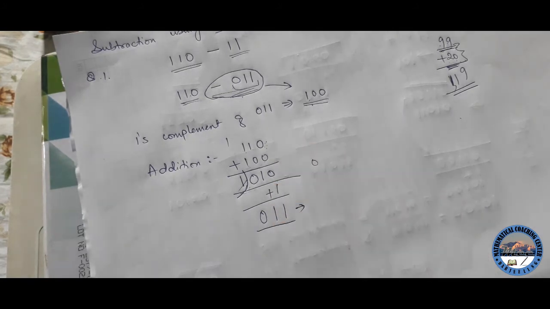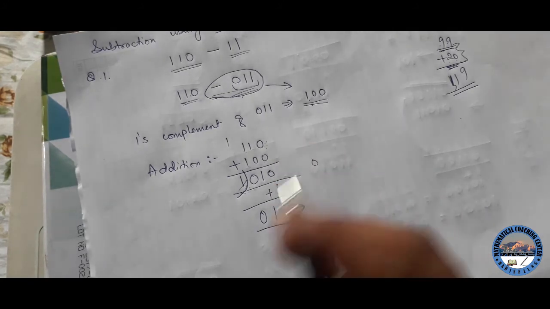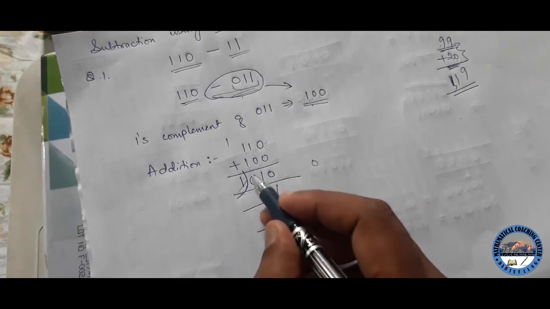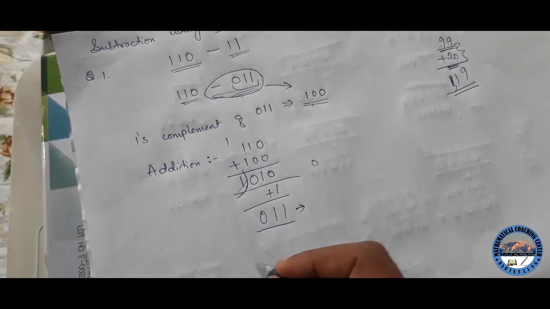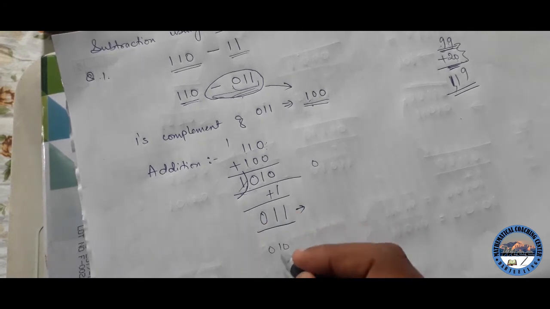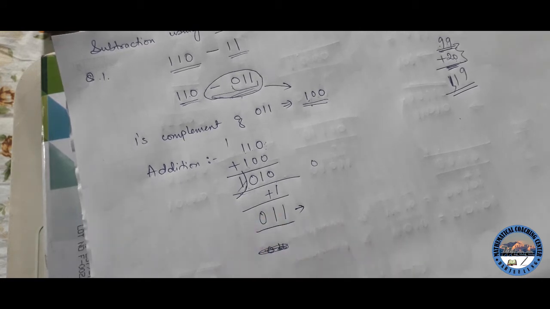What if there is no carry? If there is no carry, then simply write the answer as it is, and then place a negative sign at the front. This rule is given in your PDF file.